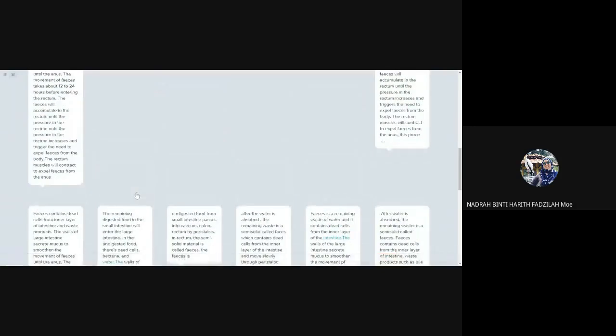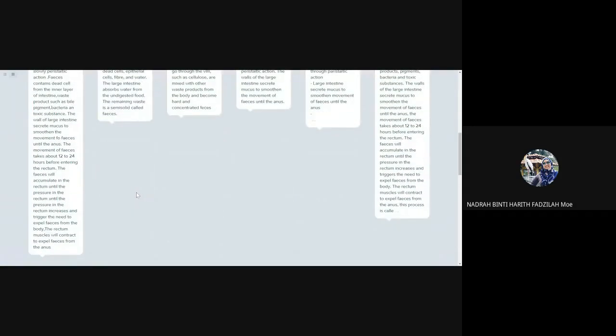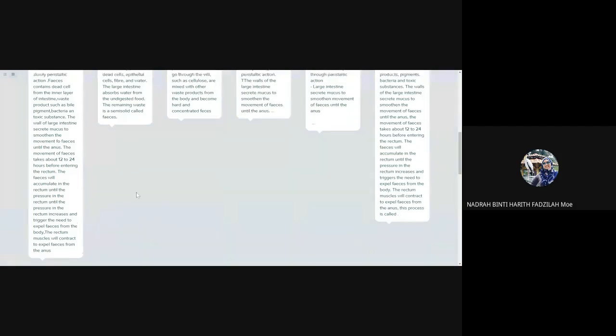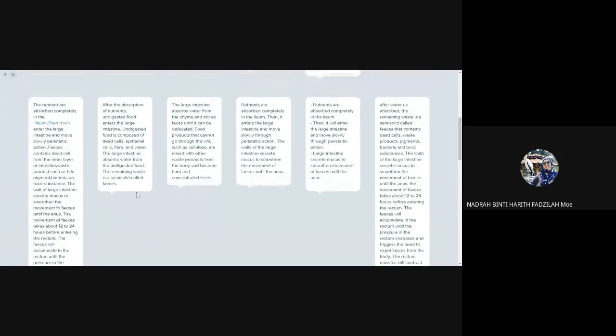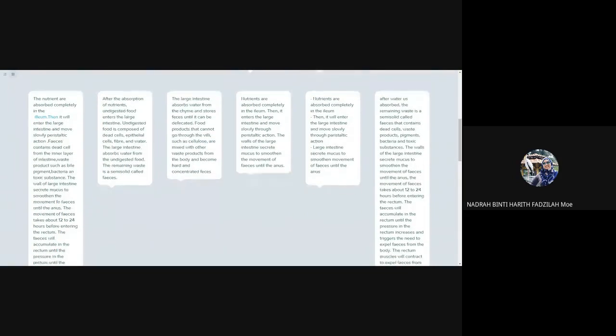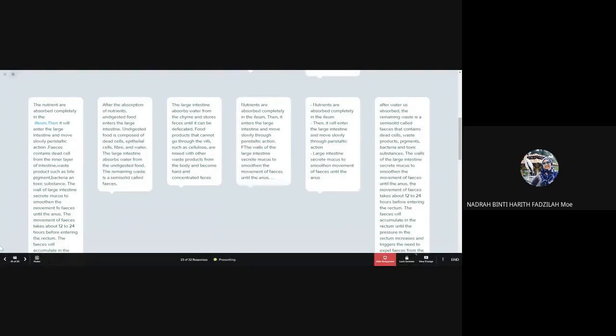So, sampai the large intestine absorb apa daripada mixture tersebutlah cukup. Okay, so number one, nutrients are absorbed completely.